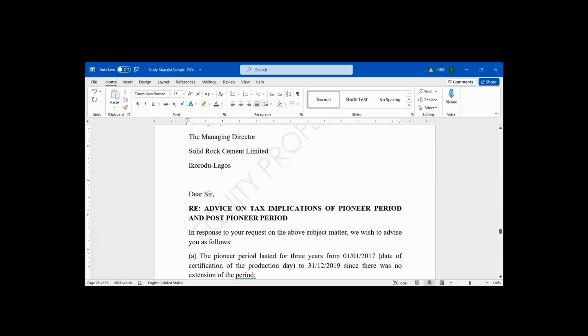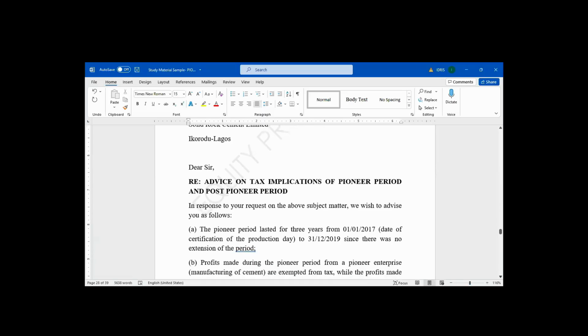Since there was no extension of the period. How many years can I extend the pioneer period? 2 years. Not more than 2 years.